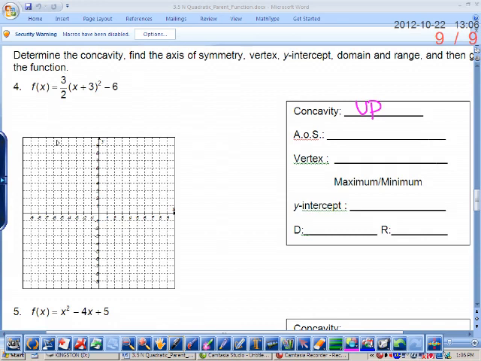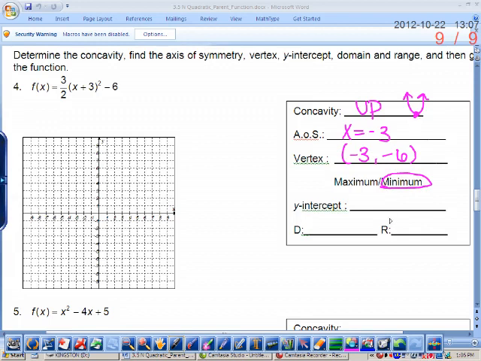Okay? What is my vertex going to be? -3, -6. So what's my axis of symmetry going to be? Okay, the axis of symmetry always has an equation. It's a vertical line, so it's an equation of a line. X equals -3. Is my vertex a maximum or a minimum? Yeah, because concave up means that my vertex has to be at the bottom.